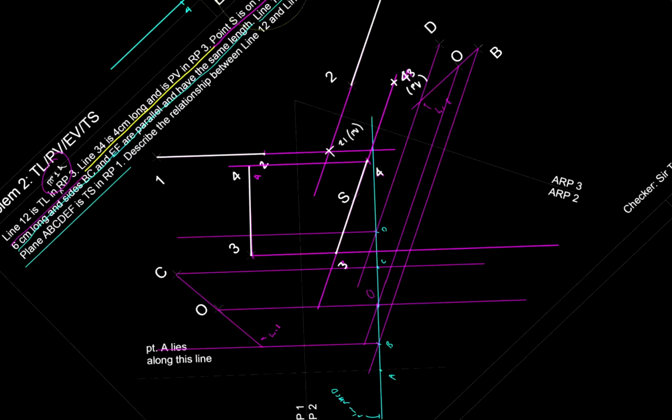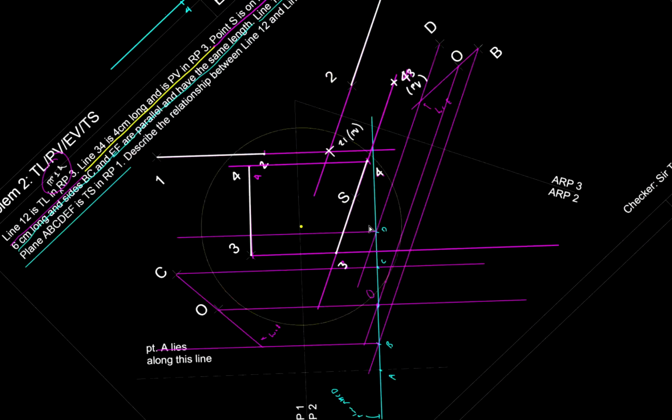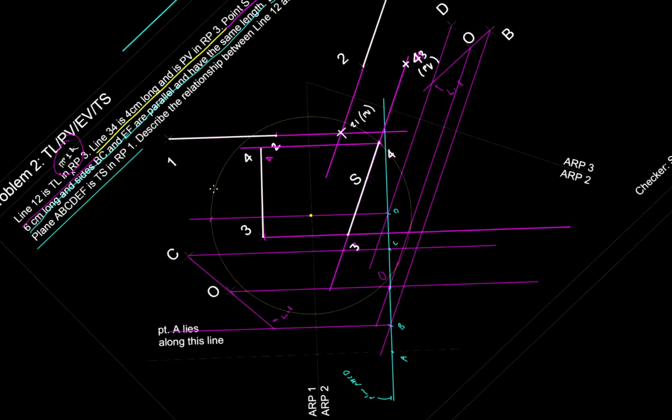Point D is using my compass. Again, 2 views away, so I can use this one. This is the distance. This distance is the distance for this reference plane, no? So this is point D. Therefore, I measure from this projection line. I should get here. Tama? So this is point D in reference plane 1.